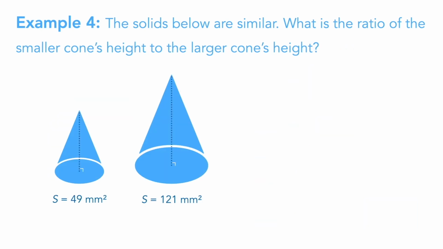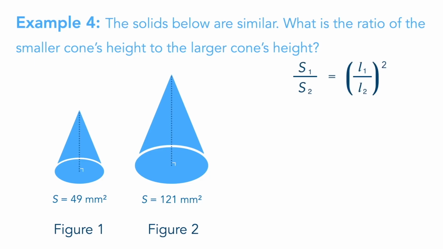In this last example, we have two similar solids, and we want to find the ratio of the smaller cone's height to the larger cone's height. Let's label the cone on the left as figure 1 and the cone on the right as figure 2. The ratio of surface areas between figure 1 and figure 2 is equal to the square of the ratio of any two corresponding lengths on the cones. Figure 1 has a surface area of 49 square millimeters, and figure 2 has a surface area of 121 square millimeters.